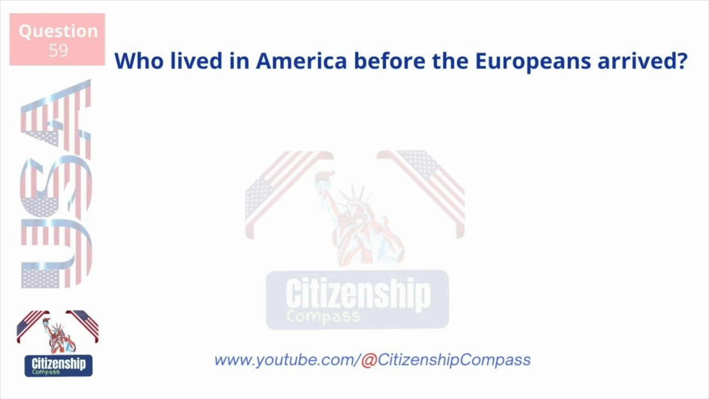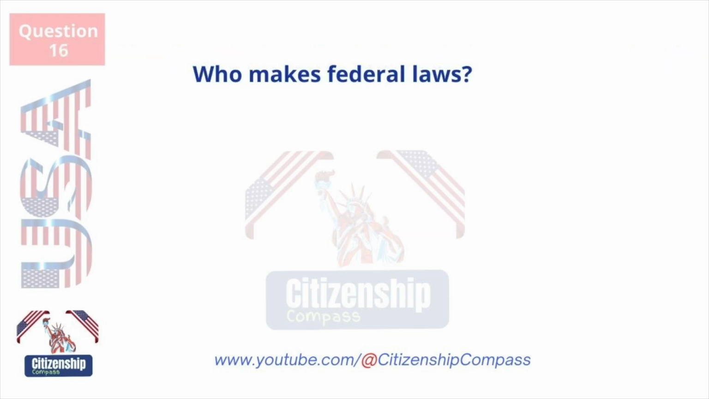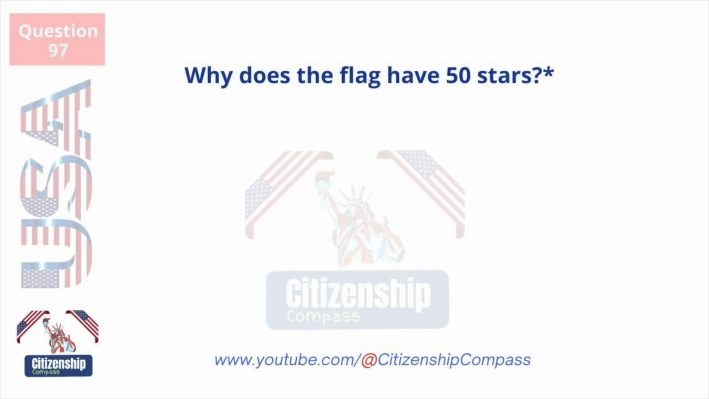Who lived in America before the Europeans arrived? American Indians. Who makes federal laws? Congress. Why does the flag have 50 stars? Because there are 50 states.